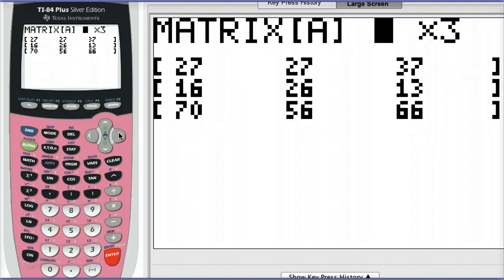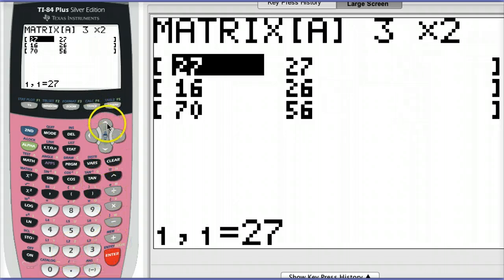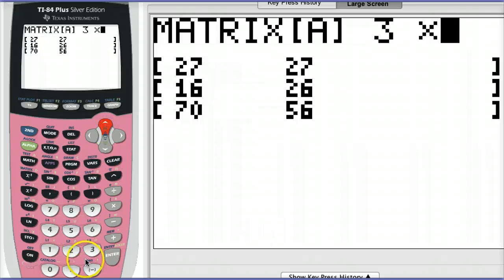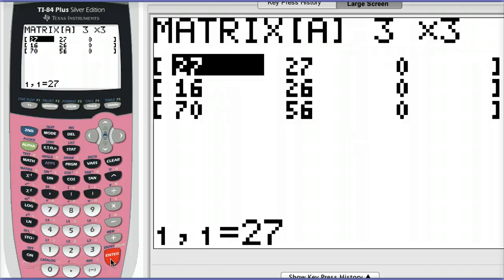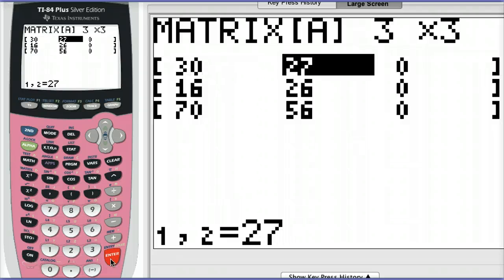And the data we have in our calculator, or we should have in our calculator, will be for a 3x3 matrix. If we wanted it to be a 3x2 matrix or something like that, we could just change the column and row dimensions. But we want a 3x3 matrix, and I'm going to enter our observed counts as they were given to us in the problem in the textbook.